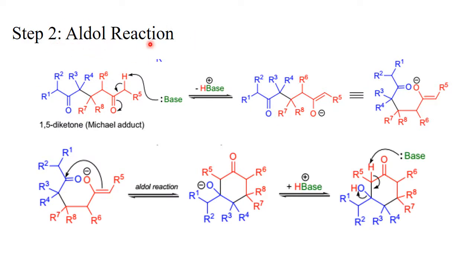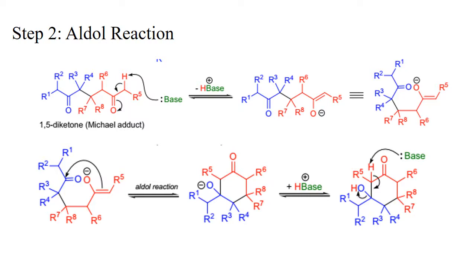Second step of Robinson annulation reaction is an Aldol reaction. Intramolecular Aldol reaction occurs in Robinson annulation reaction. The product of Michael addition reaction is Michael adduct, and it is 1,5-diketone. This product contains two carbonyl groups. The relationship between the two carbonyl groups is the 1,5 relationship. One part of this molecule will act as a donor, and the other part will act as acceptor.